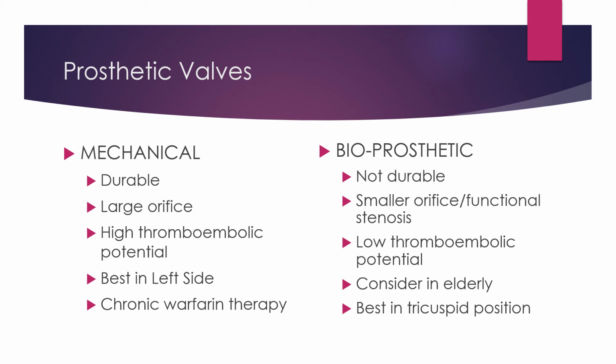Mechanical prostheses are durable, have a large orifice area, and high thromboembolic potential, are best on the left side, and chronic warfarin therapy is required. Bioprosthetic valves are non-durable, with a smaller orifice and functional stenosis, low thromboembolic potential, considered in the elderly, and best in the tricuspid position.